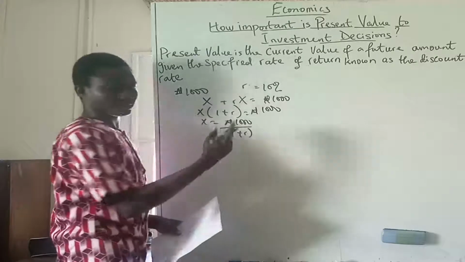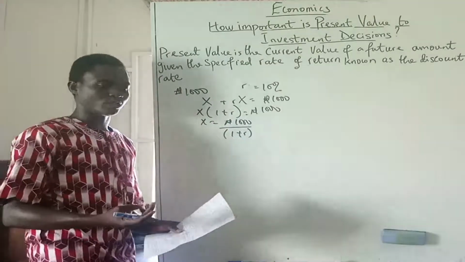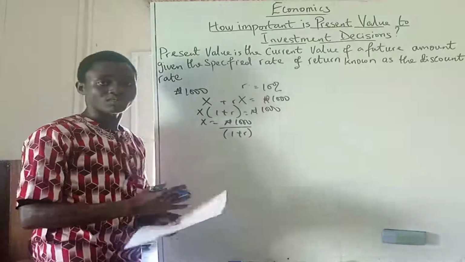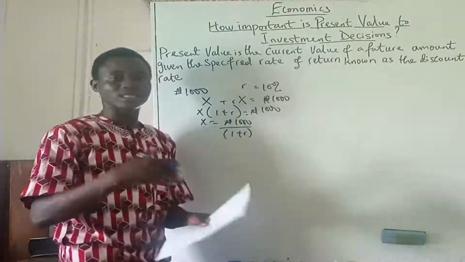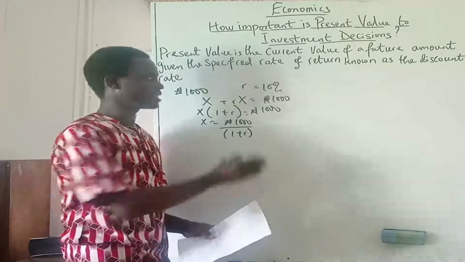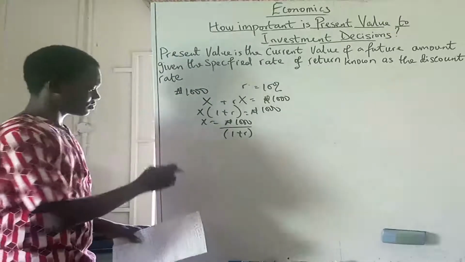So that's it. How about in 2 years' time? What are we supposed to invest now? What money must be separated today in 2021 to get 8,000 naira after 2 years at the discount rate of 10%?